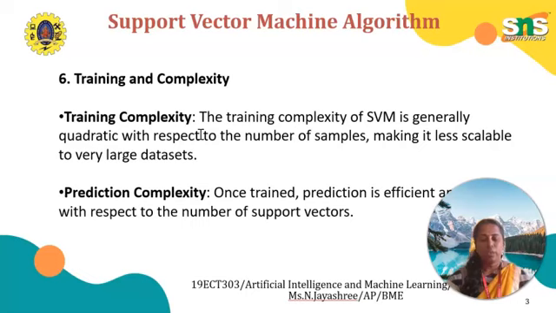Next one, training and complexity. The training complexity of SVM is generally quadratic with respect to the number of samples, which makes it less scalable to very large data sets. Next one is prediction complexity. Once trained, prediction is efficient and linear with respect to the number of support vectors.